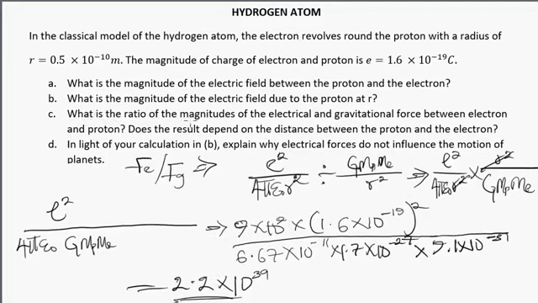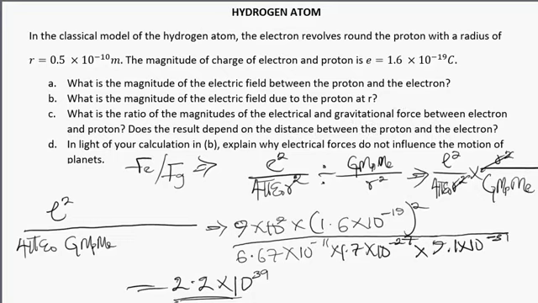The question says, what's the ratio of the magnitude of the electrical and gravitational force between the electron and proton? And we've seen the ratio. Now the question also says, does the result depend on the distance between the proton and the electron? Now what's the distance? The distance is r. Now we can see that from this derivation here, we've cancelled out r, and r did not play a role in the calculation. And as such, we can say that the result does not in any way depend on the distance between the proton and the electron.